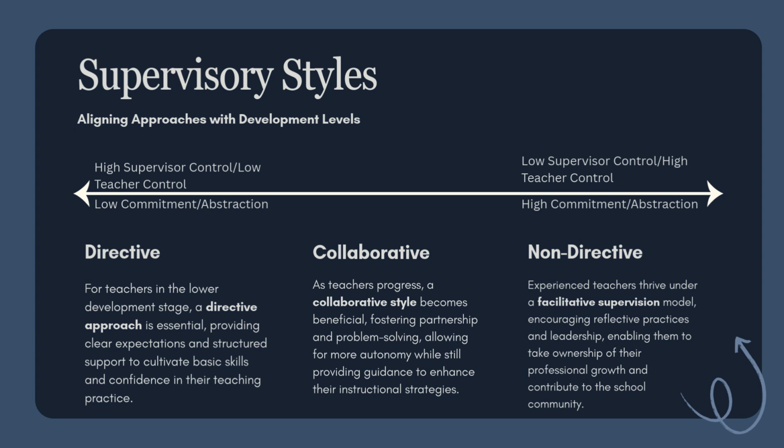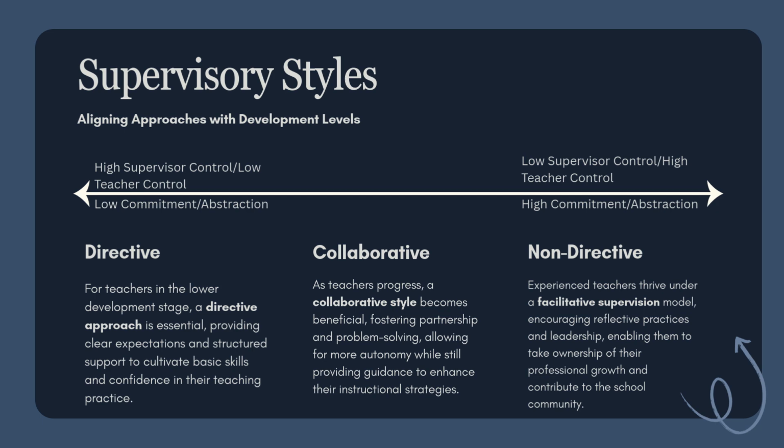So now we've looked at teacher levels, but now we're going to look at aligning how we supervise them based on their development levels. Here you have the three approaches. We have a directive approach, a collaborative approach, and a non-directive approach. As you get on this timeline, you're going to have different levels of collaboration between the teacher and us, the principals.